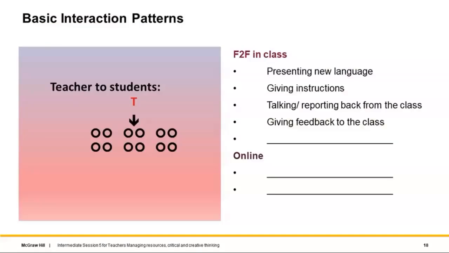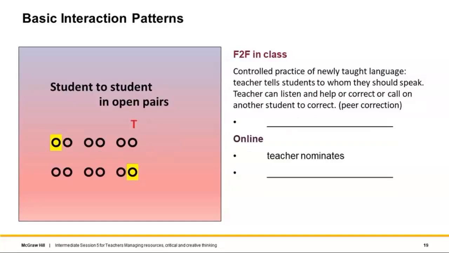All right, I just want to go through basic patterns of interaction just to deal with some of the questions that you had yesterday. This is the teacher-student in a face-to-face class. We usually do this to present new language, give instruction, talking, reporting back from class after an activity, giving feedback to the class. Student to student in open pairs. Open pairs is across class. It can involve peer correction or teacher correction, so everybody can hear what these people are doing.